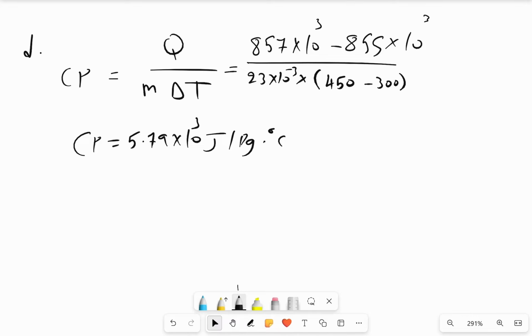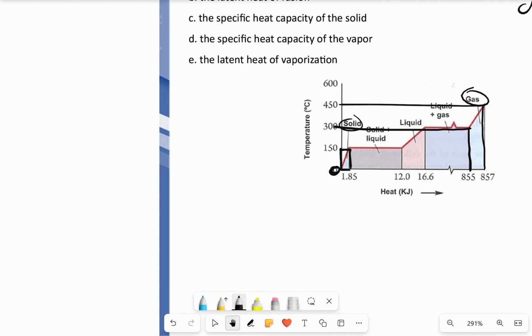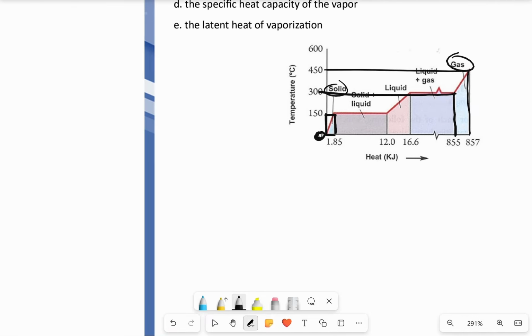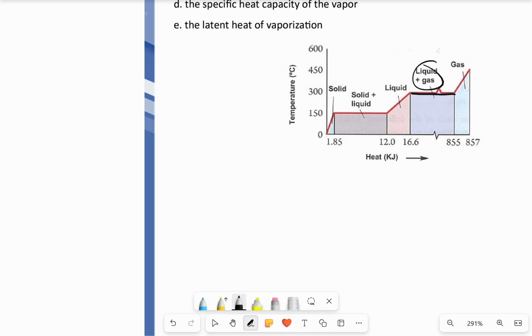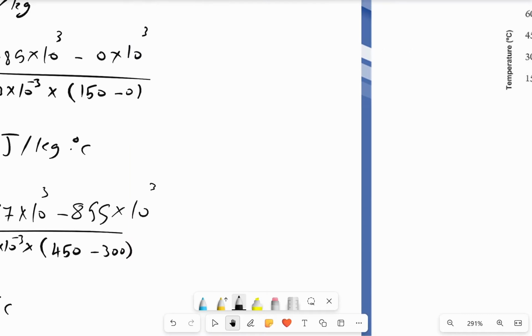Okay. We have E. It says the latent heat of vaporization. So remember, what was latent heat of vaporization? It was the energy needed per unit mass to change a substance's phase from liquid to gas or gas to liquid. Where do we have liquid and gas? And the temperature, as usual, should be constant. So here, temperature is constant and we have liquid and gas. So I'm going to subtract 855 by 16.6.